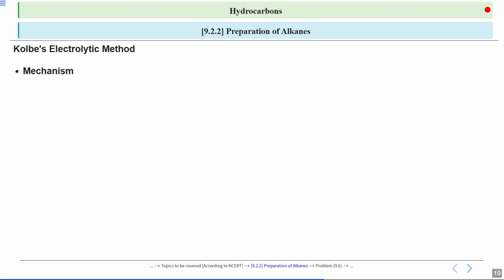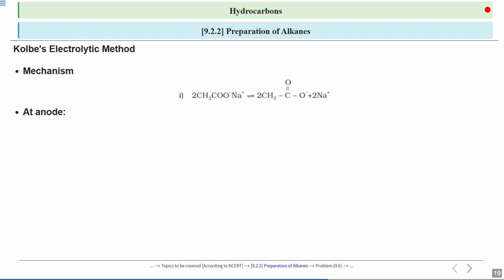Now, let us learn about the Kolbe electrolytic method in detail regarding its mechanism. Starting with the mechanism, this process involves the electrolysis of the salt of a carboxylic acid. The key here is that the carboxylate ions are decomposed at the electrodes, leading to the formation of alkanes. Next, we will focus on what happens at the anode during this process.